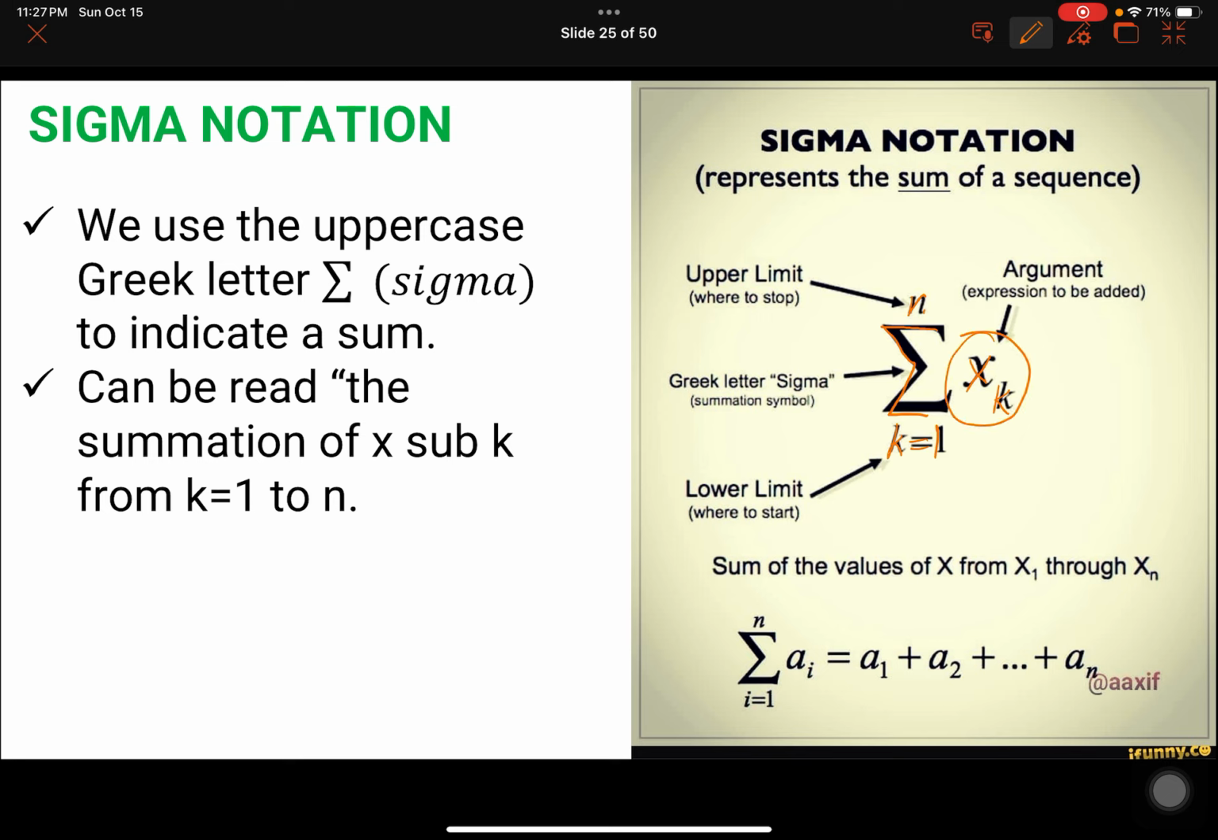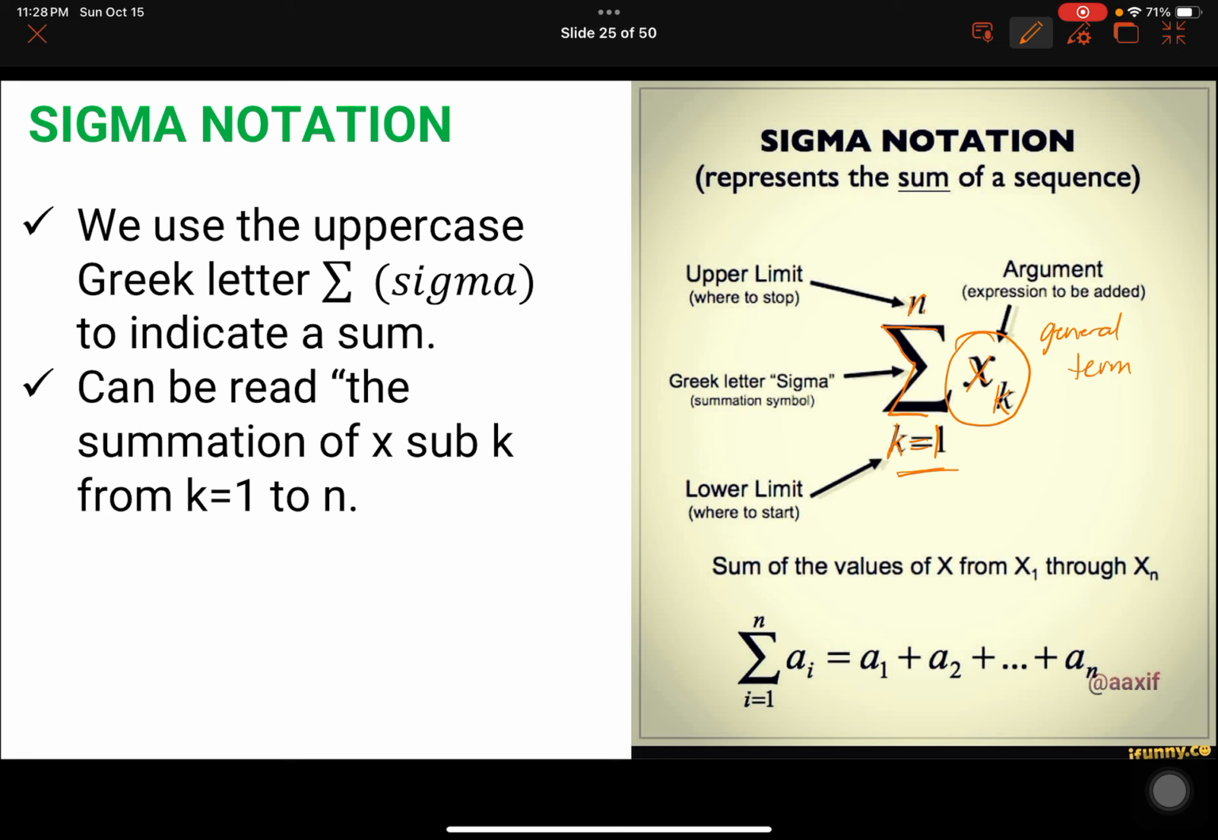On the other hand, the argument or the general term, ito yung mismong isa-solve natin. Then, sa baba, may makikita yung lower limit. Kumbaga, dyan mag-start yung ating sequence or series. Then, upper limit kung saan mag-stop yung ating series.